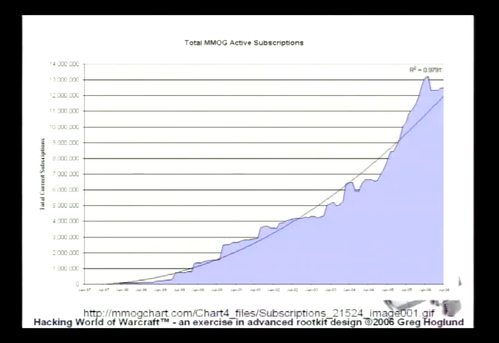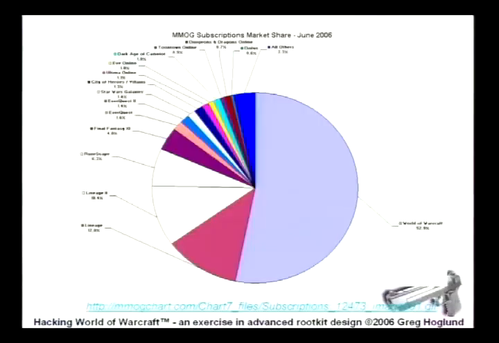Here's the statistics. You can see the number of players rapidly increasing here. Here's the total market share of the various MMOs. The big slice is obviously World of Warcraft. The quarter of the pie down on the bottom is Lineage and Lineage 2, which is a very, very popular MMO, especially in Asia.